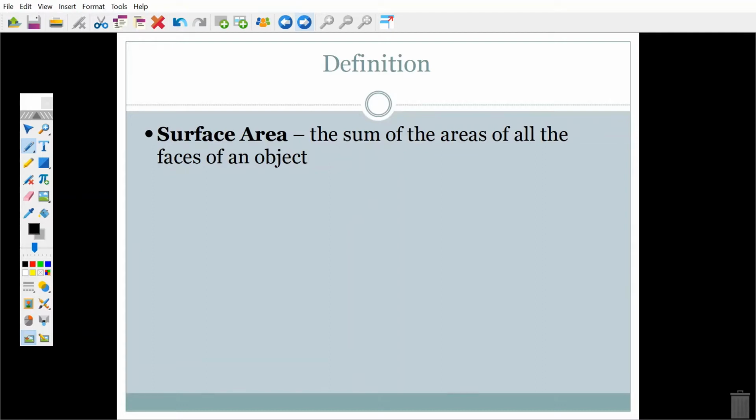Surface area is defined as the sum of all areas of the faces of an object. So here we are going to be dealing with three-dimensional shapes, and we are going to be adding up the sum of all of the sides of these shapes.